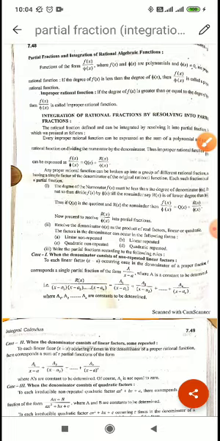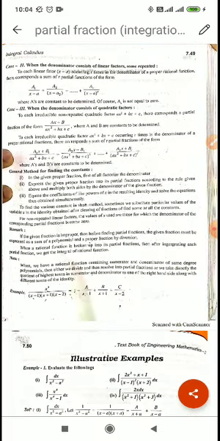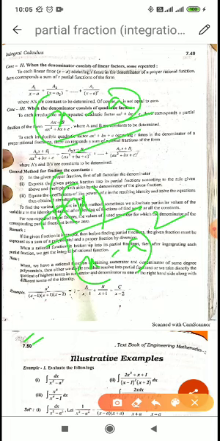Suppose another case, where a fraction is given like this: some f of x by x minus a whole square, that is, x minus a squared is given. In that situation, there are double roots, that is, x minus a is there in the denominator, but it appears 2 times.